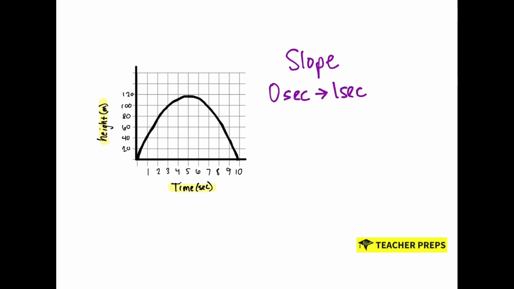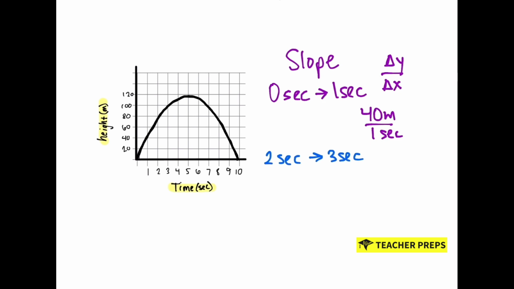For example, what is the slope between 0 seconds and 1 second? Slope is the change in y over the change in x. So between 0 seconds and 1 second, our change in y is 40 meters, and our change in x is 1 second. So it changes at a rate of 40 meters per second at that point in the graph.